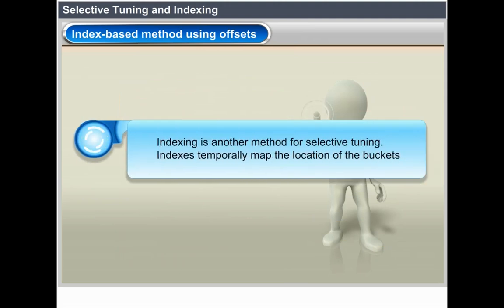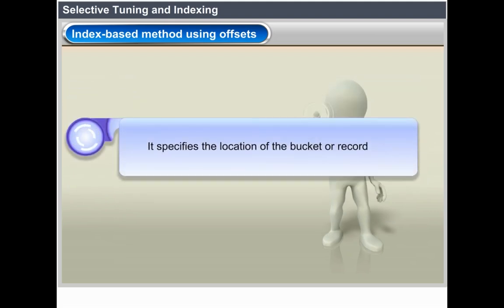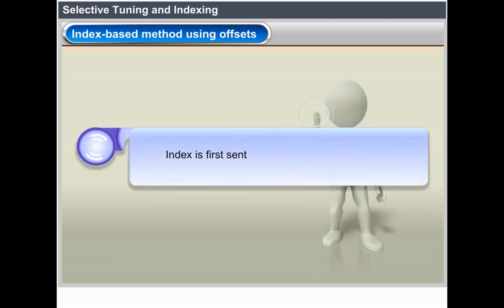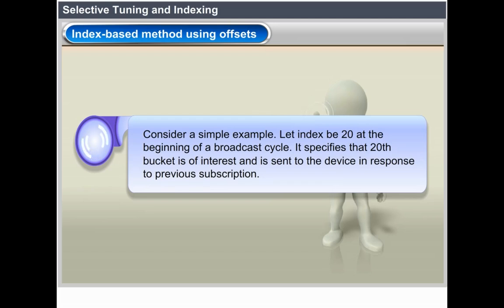Indexing is another method for selective tuning. Indexes temporarily map the location of the buckets. In a broadcast cycle, a number called the index can be first sent. It specifies the location of the bucket or record. Consider a simple example. Let the index be 20 at the beginning of a broadcast cycle. It specifies that the 20th bucket is of interest and is sent to the device in response to the previous subscription.